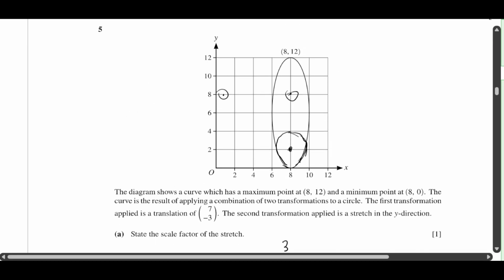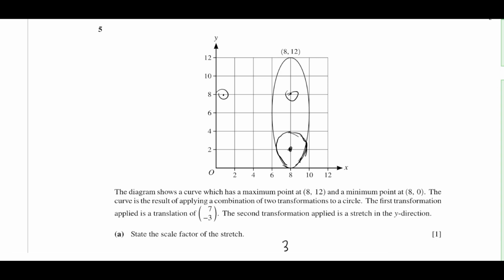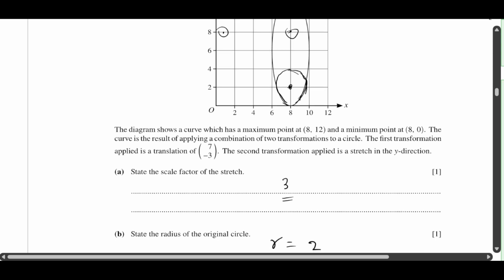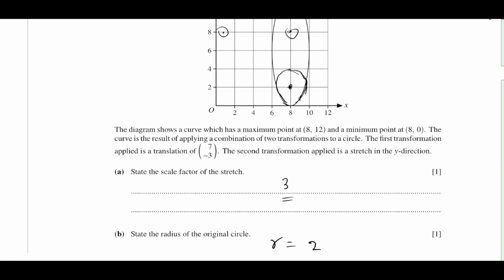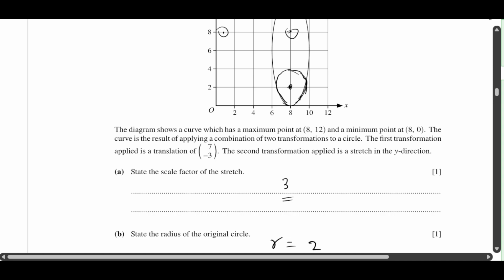The diagram shows the curve which has a maximum at (1,12) and the minimum at (1,0). The curve is the result of applying a combination of two transformations to the circle. The first transformation applied is the translation of (7, -3). Okay, so I move 7 to the right. Coordinate of the center is asked. So I will add 3 to this 2, so it will become 5, not 8. So it should be 1 comma 5, right?